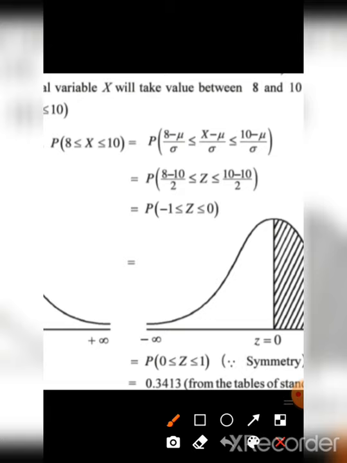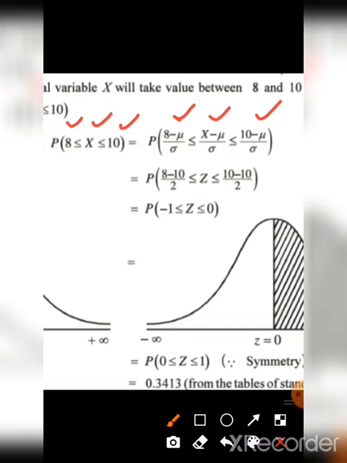So this is how you are going to convert x into z. p of 8 less than equal to x less than equal to 10 is equal to p of, now instead of x1 you have put 8, that is 8 minus mu upon standard deviation. To convert x into z you use the formula x minus mu upon standard deviation. And then to convert this 10 into z2, we put the values into the formula, that is 10 minus mu upon standard deviation.